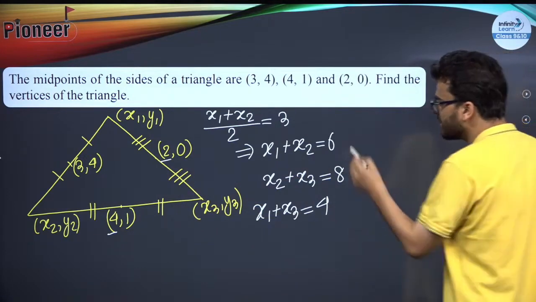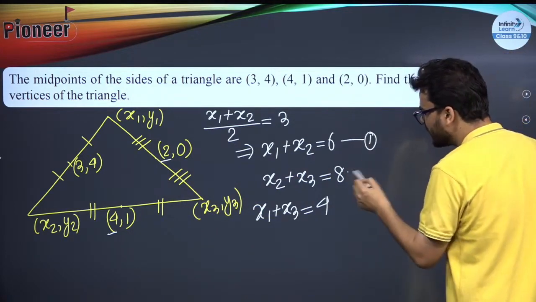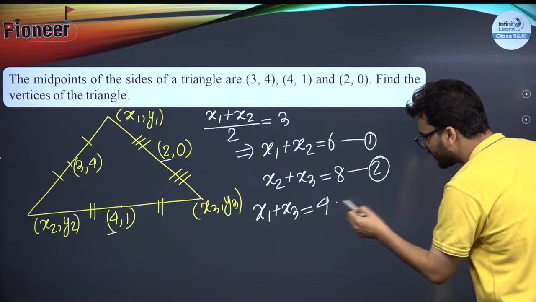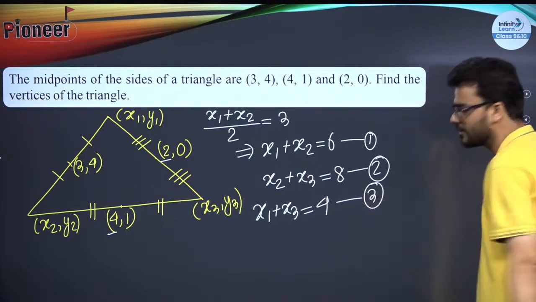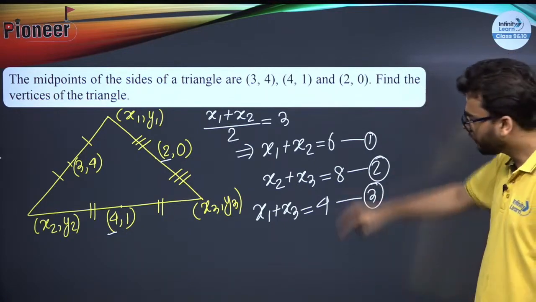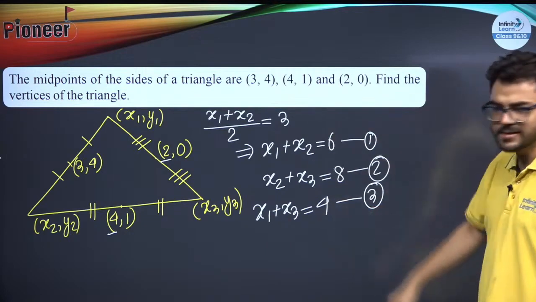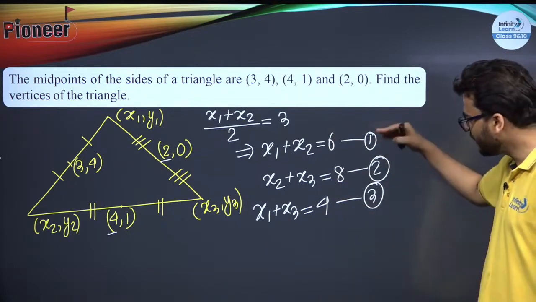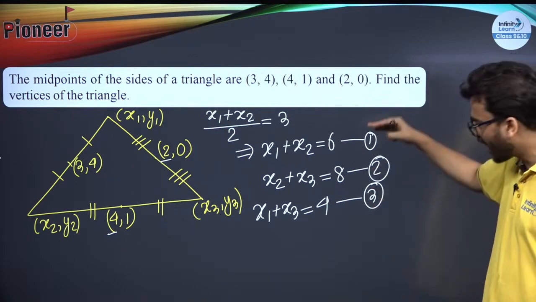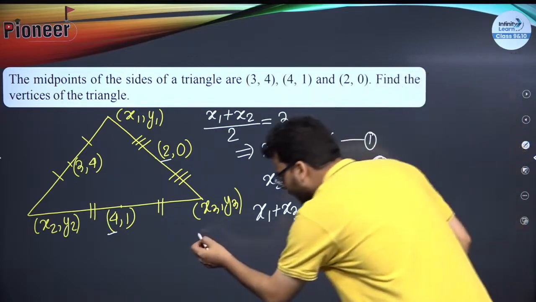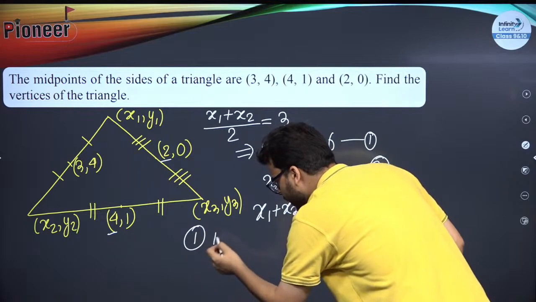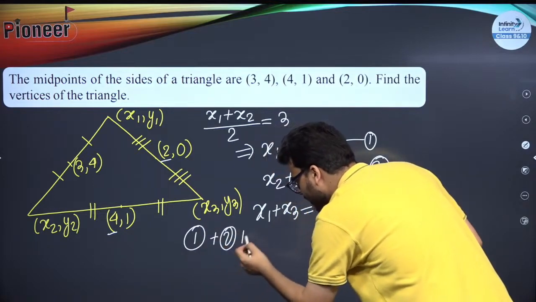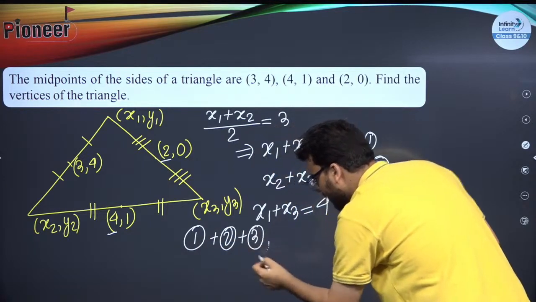So you see, this is the first equation, the second equation, and the third equation, correct? So we have to find the values of x1, x2 and x3 from these three equations. Can we try doing this? Can I add equations 1, 2 and 3 so that we'll be able to simplify it quickly?